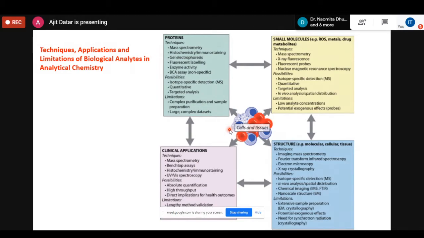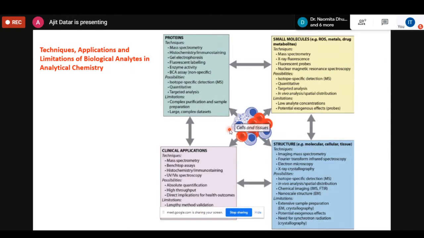When you come to small molecules, especially with respect to metabolites and drug metabolites, you can again find mass spectrometry is playing a major role there. Then you can use X-ray fluorescence for elemental analysis. Then you can use different fluorescent probes which are very specific. Then you can use NMR for structural elucidation. Then you can use isotope specific detection by using carbon-13 or nitrogen-15 kinds of stable isotopes.